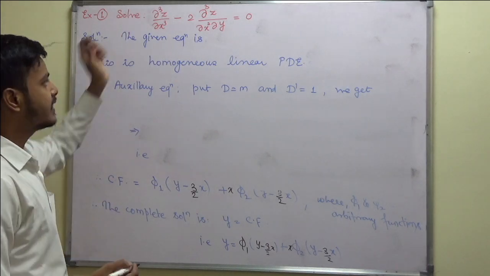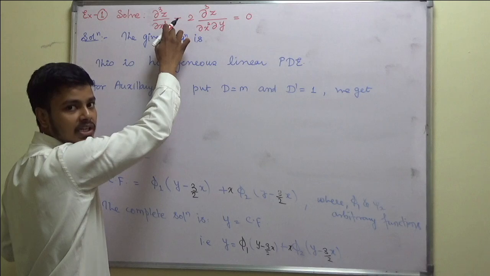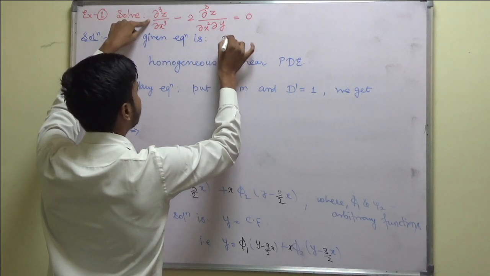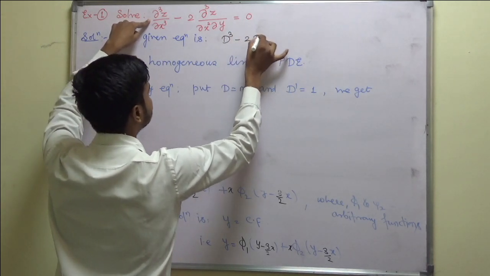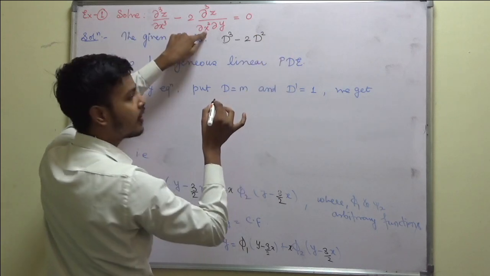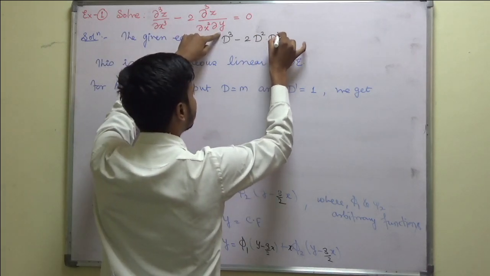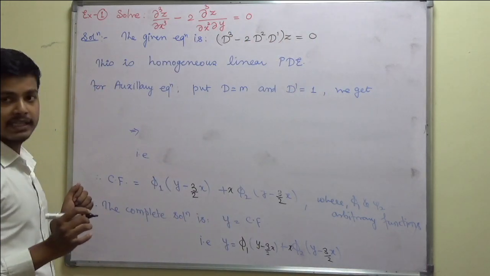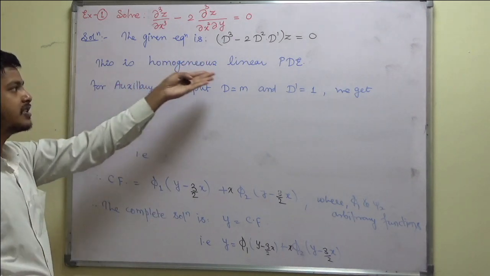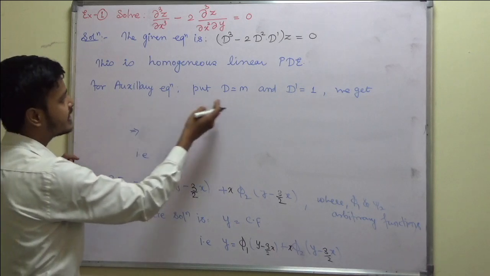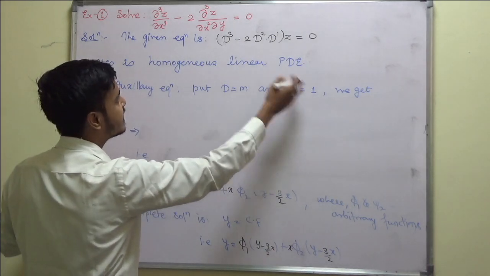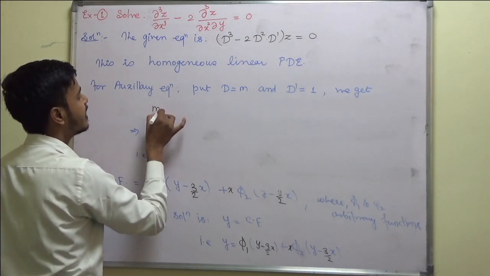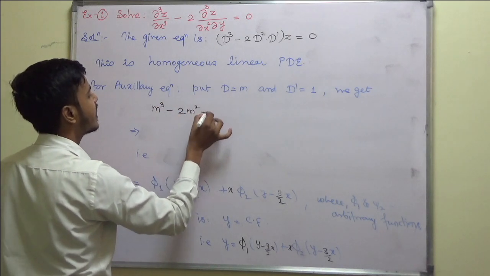So we have this given equation, then try to write it in terms of D notation. What does this stand for? D cube minus 2 D square, square for this x square, and for this del y we have D dash, operating on z is equal to 0. Clear? This is a homogeneous linear PDE with constant coefficients. Its auxiliary equation can be found by putting D equal to m and D dash equal to 1, and we get m cube minus 2m square is equal to 0.